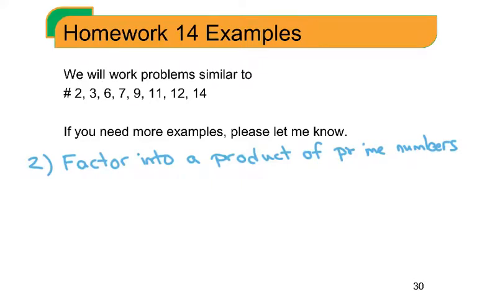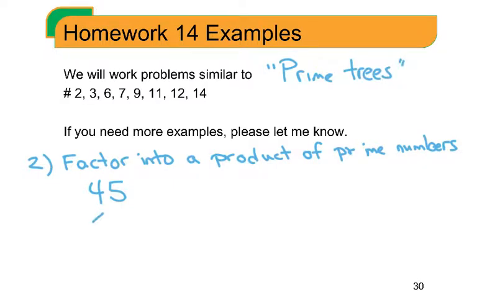So let's run through a couple of these homework problems. I don't have the number written down here that we're supposed to factor. Hold on about that. We are supposed to factor, in this example, the number 45. So I like to make prime trees, and this one will be fairly easy.